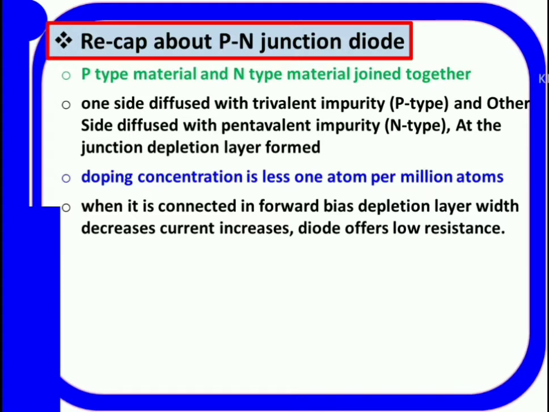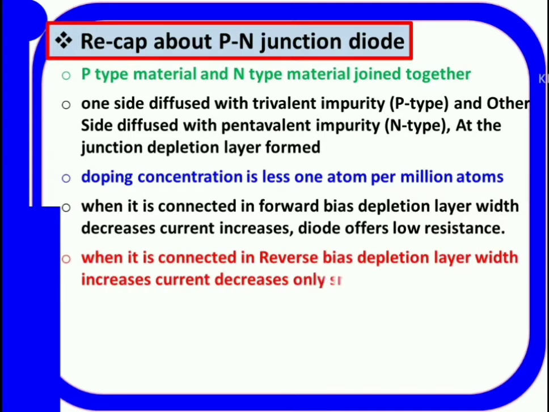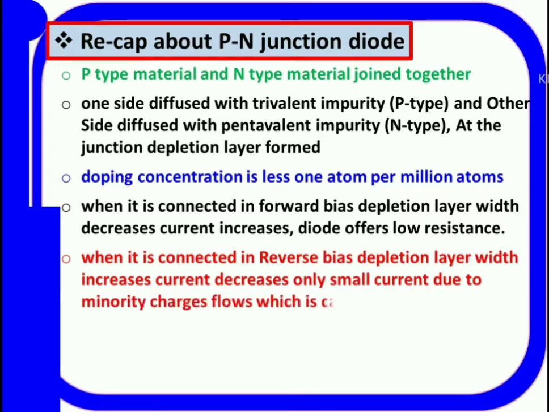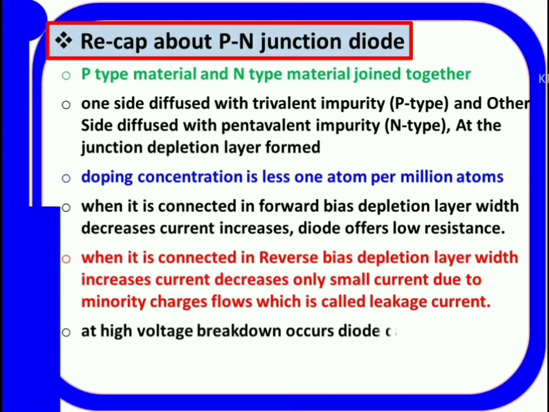Now, when the PN junction diode is connected in reverse bias, all the majority charge carriers move away from the junction, so the depletion layer increases and the current reduces. In this connection, the diode offers high resistance and low current. This small current is due to minority charge carriers, which is called leakage current or reverse saturation current. In reverse bias, the diode acts like an open switch, that means it does not allow current to pass through it.